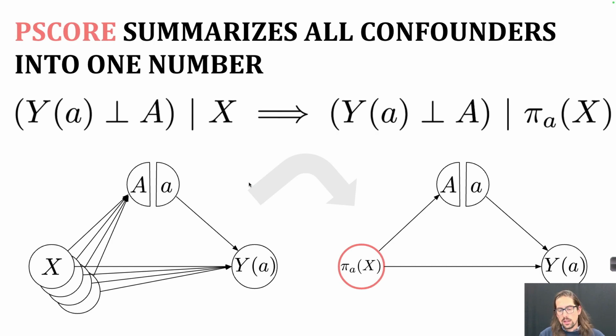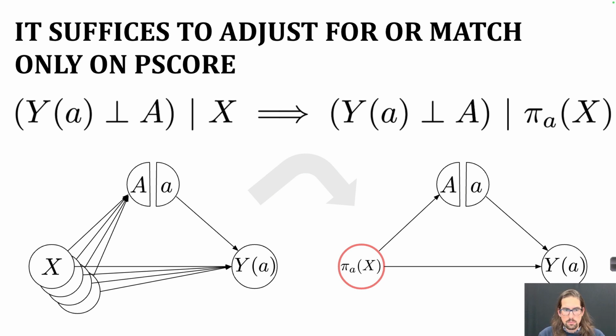So again, the bottom line is that the propensity score summarizes all of the confounders into a single number. And what that means in practice is that it suffices to adjust for or match only on the propensity score.